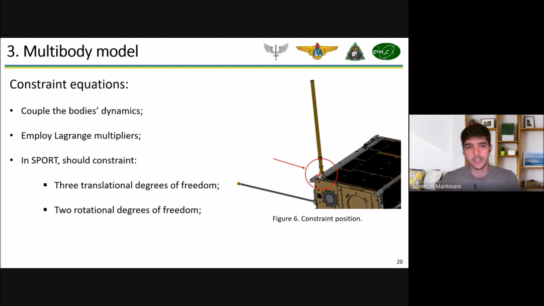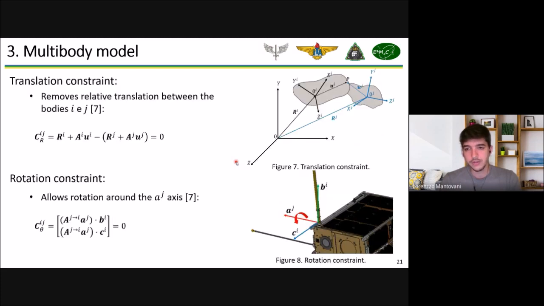In the case here for the sport booms, we need to constrain 3 translational degrees of freedom and 2 rotational degrees of freedom. So what I mean with translation constraints. Imagine that we connect two bodies, body I and body J, through a point P here. So this point P is common to both bodies. And the position of this point P here can be seen both from body I's path, Ri and Ui, or from body J's path, Rj and Uj. And this position is the same. So if we subtract this path from this path, the result should be 0, and that's what this equation is showing us. And this can constrain the 3 translational degrees of freedom.